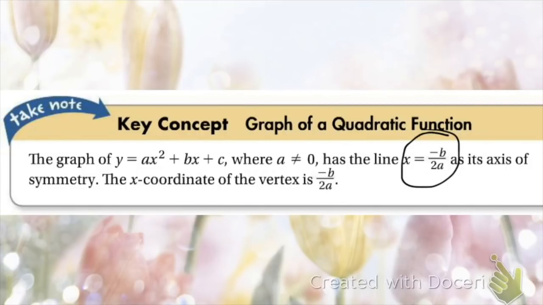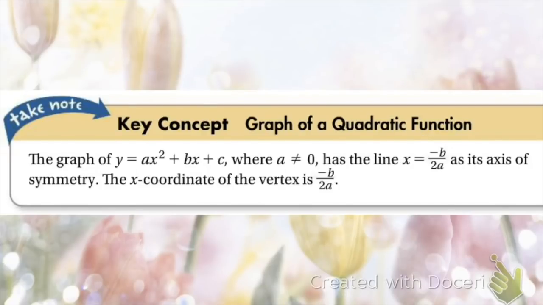Our axis of symmetry is also going to include the vertex, and that will always be the case. So this is also the x-coordinate of the vertex, and then we will have to use that in order to find the y-coordinate of our vertex. But that -b/2a is how we are finding the axis of symmetry.